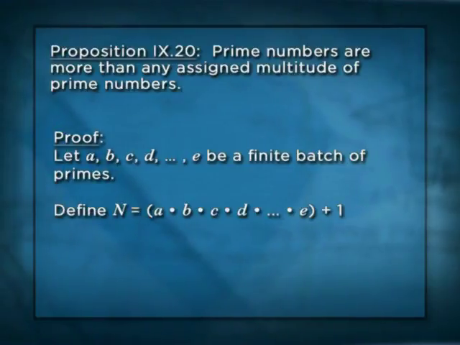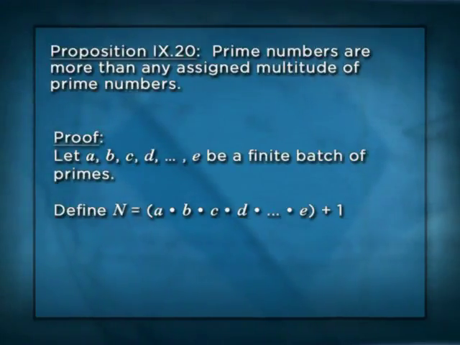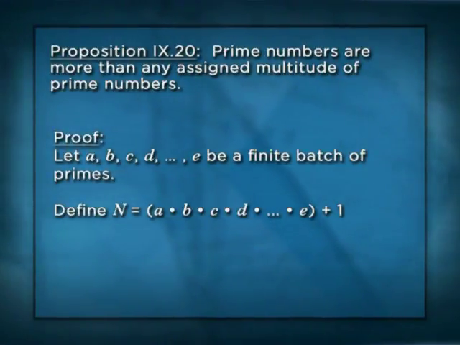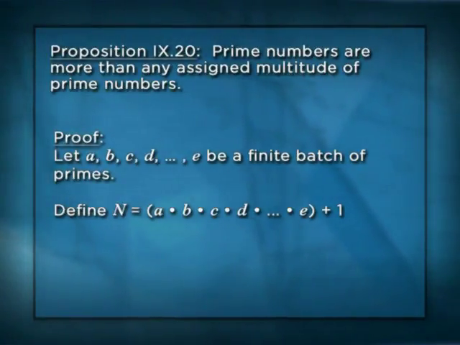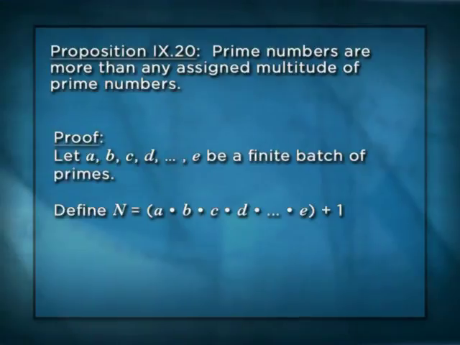I'm going to define a number capital N as follows. Multiply all these primes that you've got. A times B times C, all the way up to E. Now, there's finitely many of them. Maybe there's 1,000 of them, so this is going to be a gigantic number if you multiply them all together. But you can do that because there's only finitely many. And then add 1. So N is the product of all the primes you've got on the table, A times B times C up to E, plus 1.